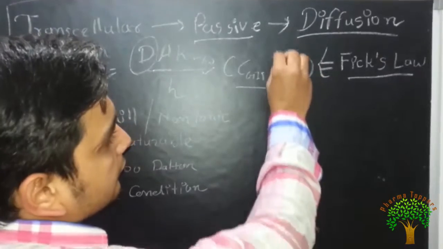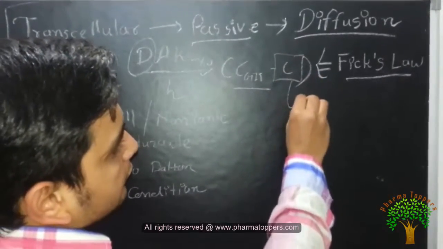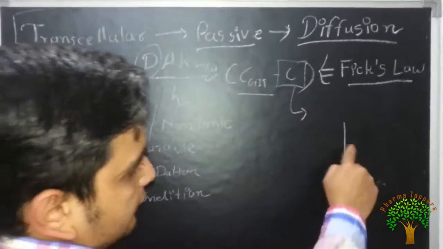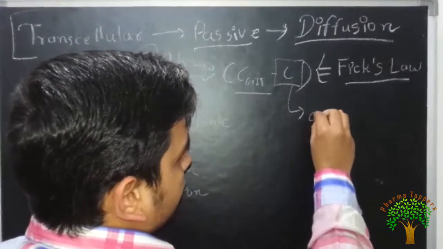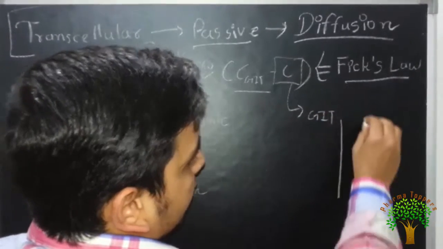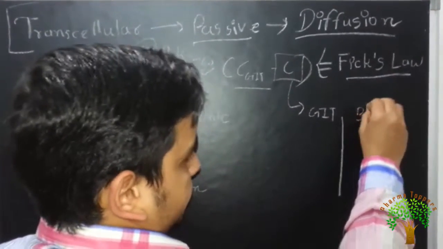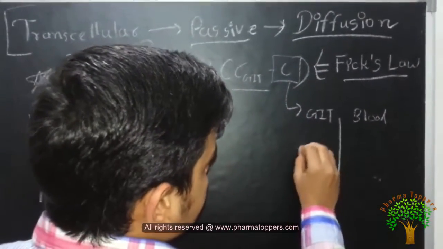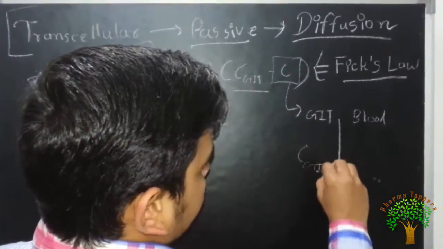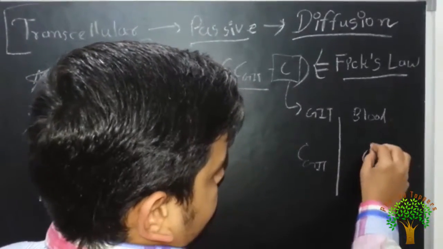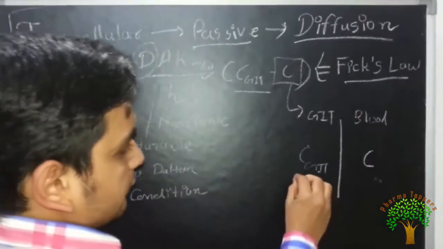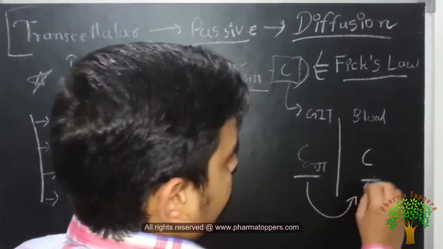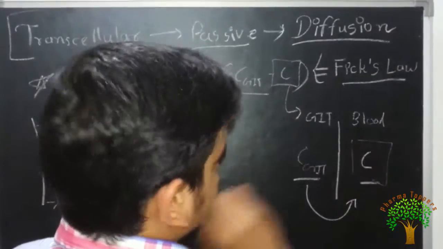and C refers to, when we consider this one is the biological membrane, this is the part of the GIT, and suppose this is the blood. Then this C_GIT lies here, and C will lie here. So here you can see that the drug molecule will be transported here and concentration will gradually increase.